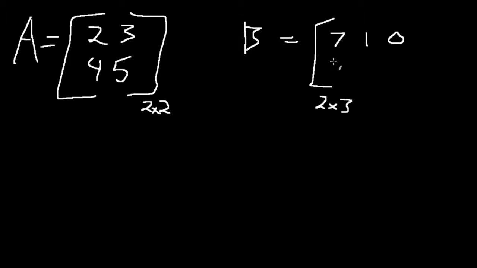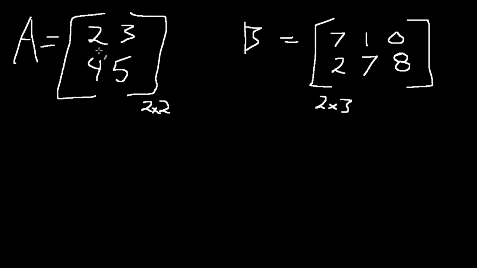Looks like a tear. That's how you should feel about matrix multiplication. Just shed a little tear. Another 7 and an 8. So we have a 2 by 2 named A and a 2 by 3 with the name of B.